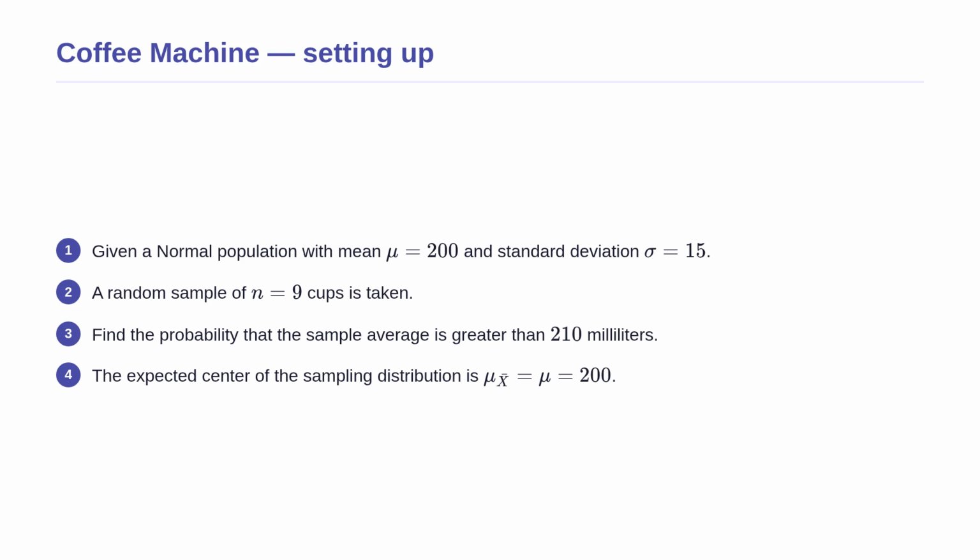Because the original population is already normal, the sampling distribution of the sample mean will also be exactly normal, even with our small sample size of 9. Our first step is to note that the expected average of our 9 cups is exactly the population center, 200 milliliters.